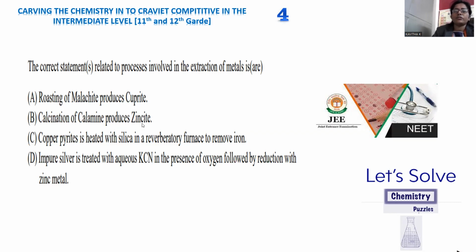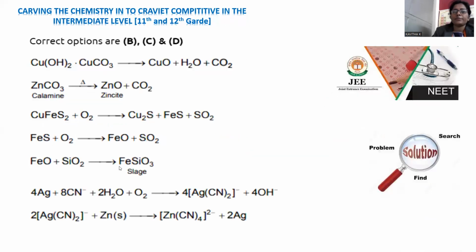Calcination of calamine produces zincite. Copper pyrite is heated with silica in a reverberatory furnace to remove the iron. Impure silver is treated with aqueous potassium nitrile in the presence of oxygen, followed by reduction with zinc metal. Of these many options, how many are correct, we will see. Among all, B, C, D are the correct answers. In the left, only option A will be wrong.